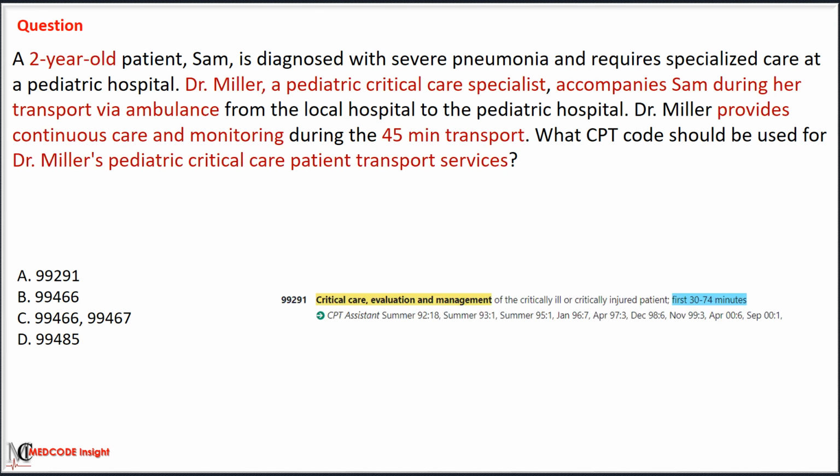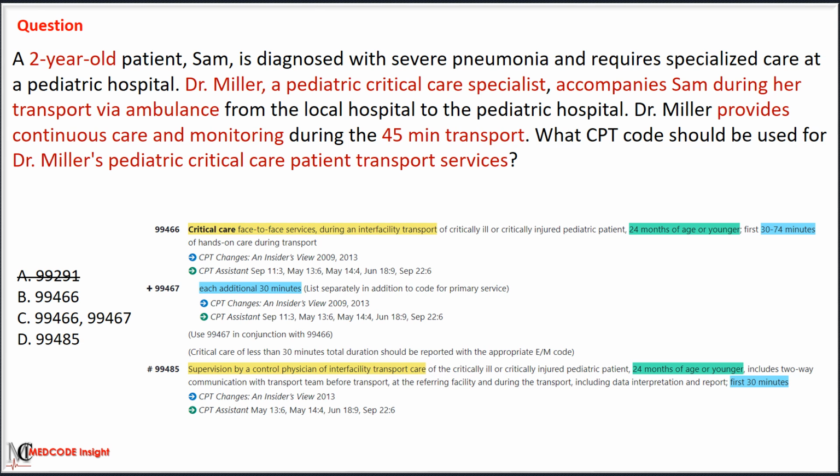To report the Dr. Miller Pediatric Critical Care Patient Transport Service, we first eliminate option A with the code 99291, which is used for critical care evaluation and management. All remaining options have codes used to report critical care face-to-face services or non-face-to-face supervision during an interfacility transport of a critically ill or critically injured pediatric patient. As Dr. Miller, a pediatric critical care specialist, accompanies Sam during her transport by ambulance, we will eliminate option D, which is used for non-face-to-face supervision.